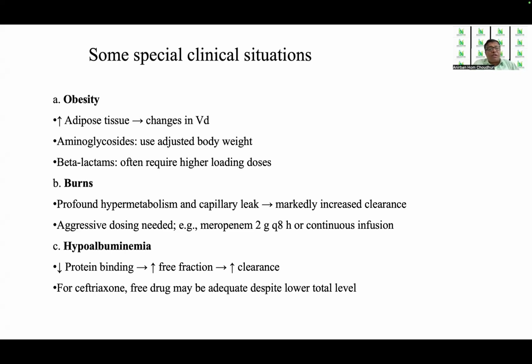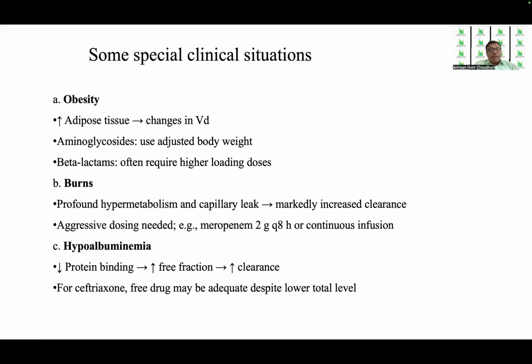There are, in addition, special situations like obesity, where there is an increase in adipose tissue, giving rise to changes in the volume of distribution. Aminoglycosides are used. In the case of burns, there is profound hypermetabolism and capillary leak. We know that the inflammatory process is augmented, so there is markedly increased clearance. Aggressive dosing is needed, like meropenem 2 grams 8 hourly or via continuous infusion.